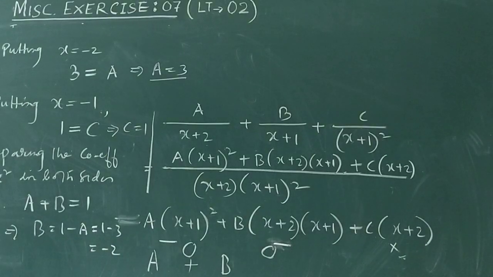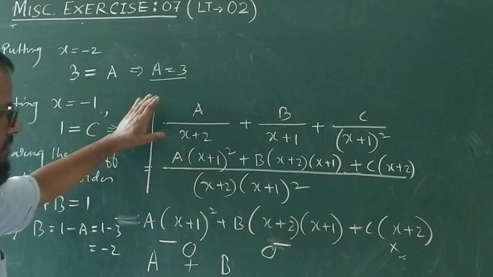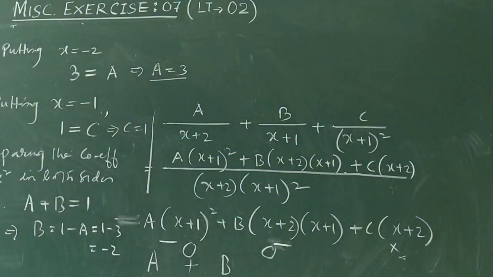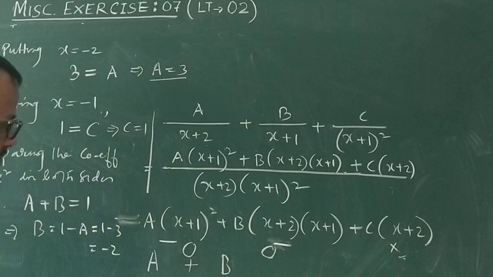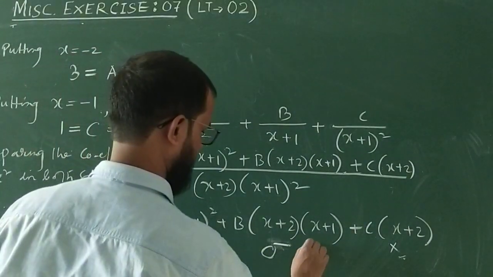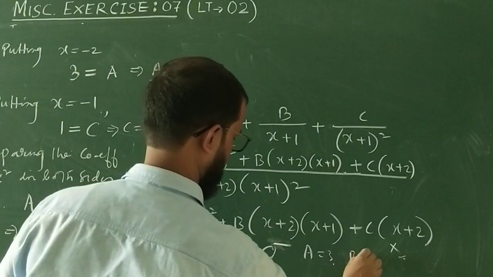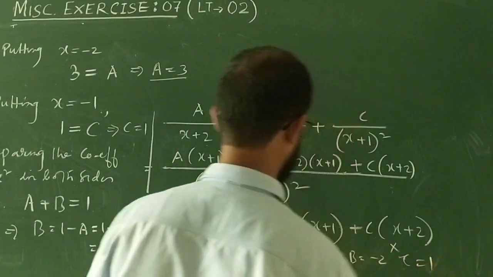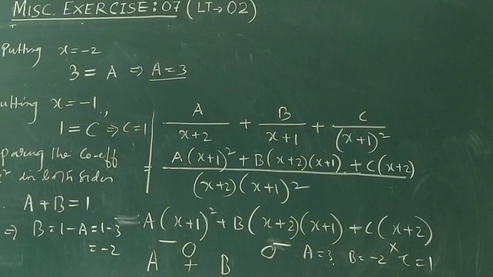So finally we get A, B, C, and your particular integrand is expressed in this way. So the value of A is 3, B equal to minus 2, and C equal to 1. Okay, these are the values.